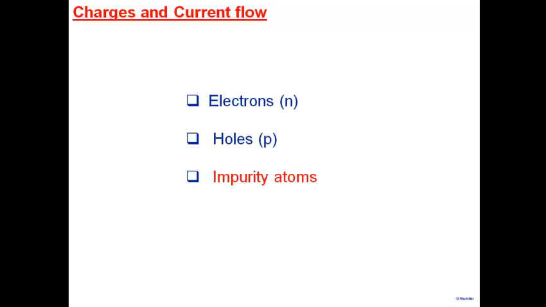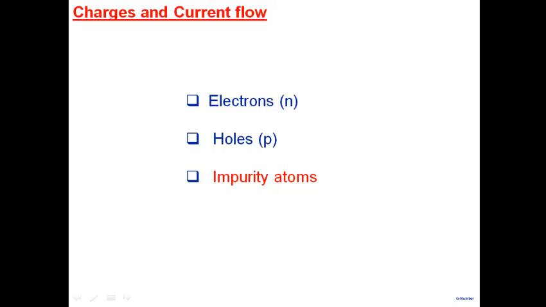Our interest, as I said, is in current flow. And before we start talking about current flow, we have to know what charges are there. This is something that you're already familiar with, but we'll go into a little bit more detail a little later on. The charges inside a semiconductor can be classified into three. There are electrons in my semiconductor. There are holes in my semiconductor.